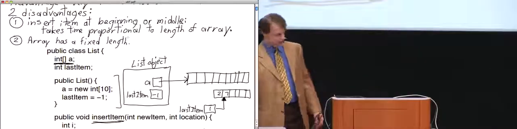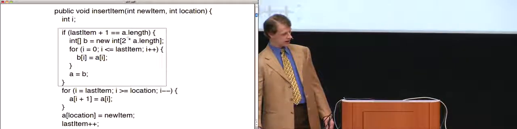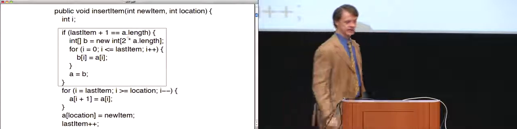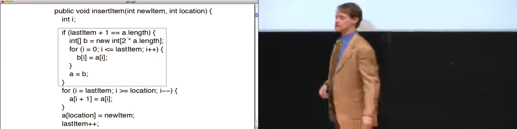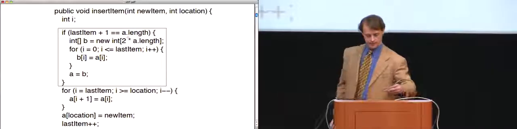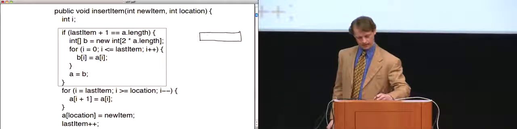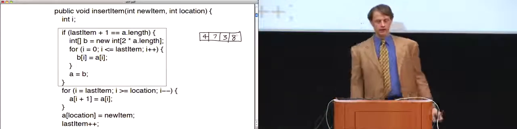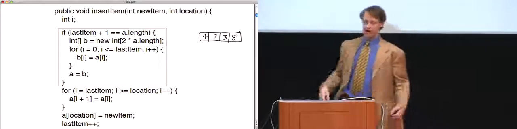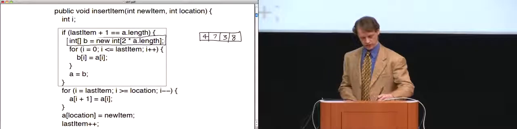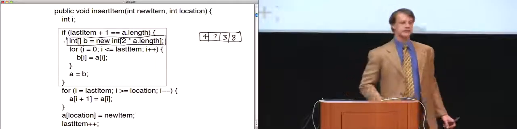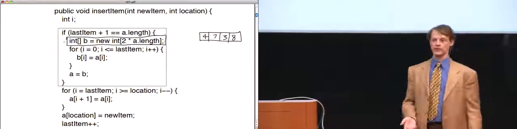And so to take that into account, we now have to add this new chunk of code here in this box to the middle of the insert item method, in addition to what we already had. What does this new piece of code do? Well, suppose that your array is full and you want to add another item. This piece of code, you can see this line here, allocates a new array called B, and this new array is going to be bigger than the array we were using before.